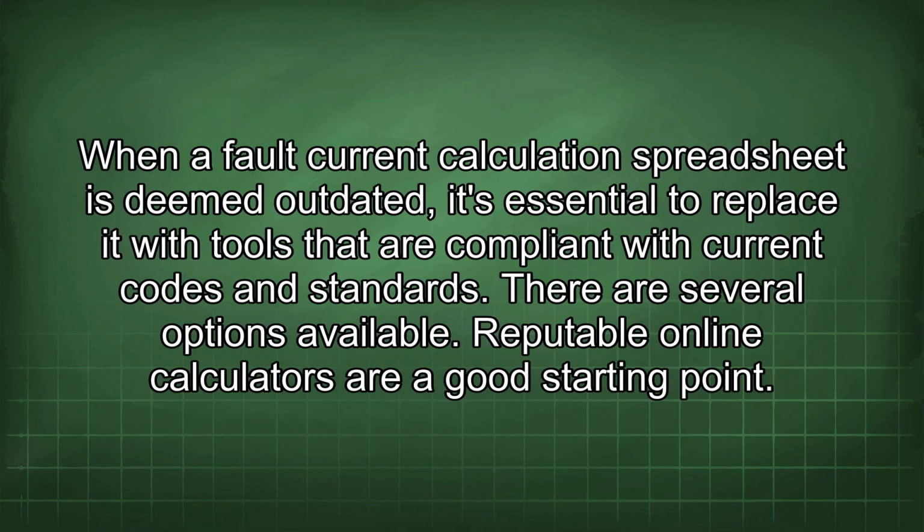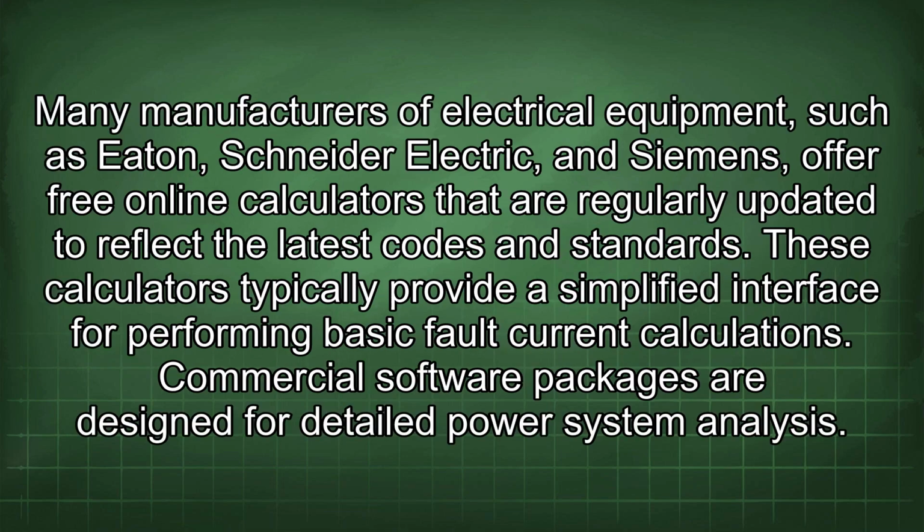When a fault current calculation spreadsheet is deemed outdated, it's essential to replace it with tools that are compliant with current codes and standards. There are several options available. Reputable online calculators are a good starting point. Many manufacturers of electrical equipment, such as Eaton, Schneider Electric, and Siemens, offer free online calculators that are regularly updated to reflect the latest codes and standards. These calculators typically provide a simplified interface for performing basic fault current calculations.